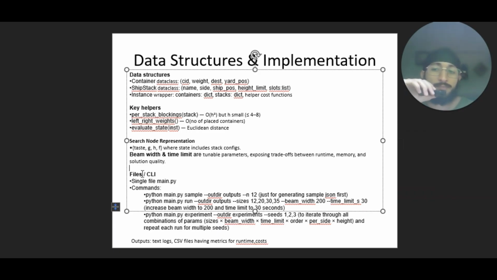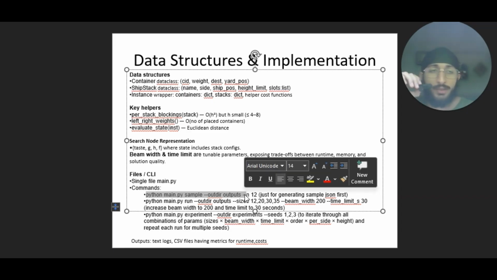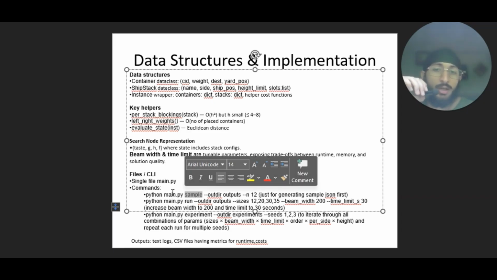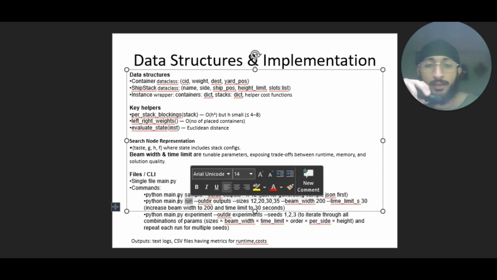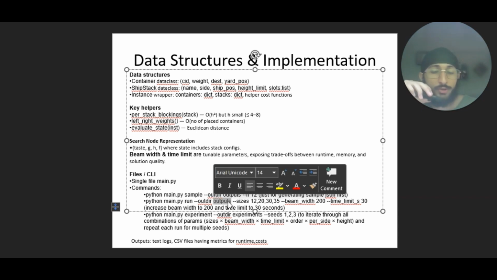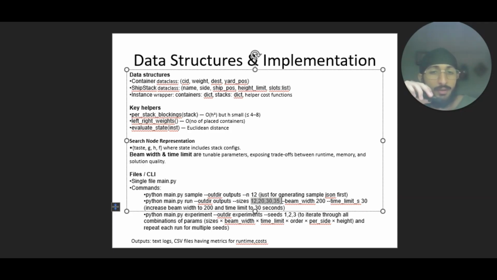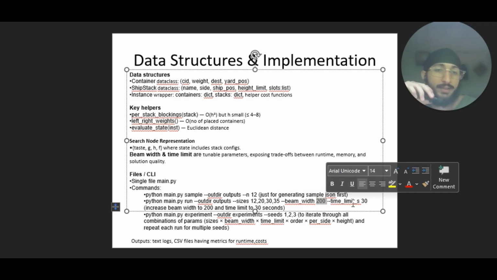And we have the command line interface, where the main file is main.py. The commands I run are, firstly, to generate the sample JSON, which I showed you in the input representation, Python main.py sample, with the output directory as outputs. Then if we want to run the whole A star beam search, we call the run function, save it in the output directory outputs, and the sizes of containers are mentioned here. Then we have the beam width 200 and the time limit as 30.